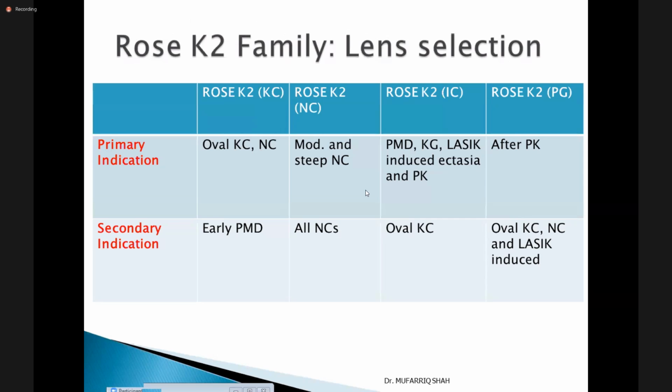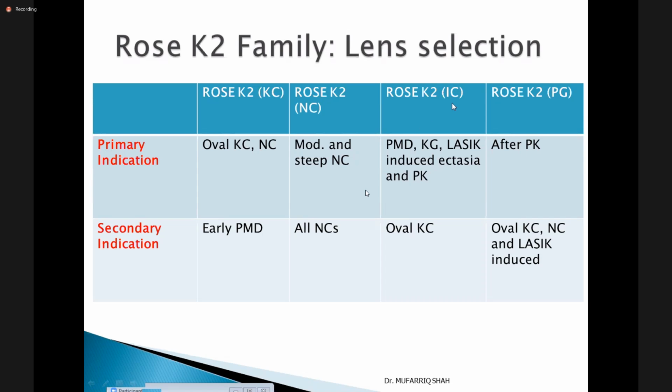So now coming to the Rose K family lenses selection. To start, the primary indication, as I already told you, we will discuss these four types of lenses: Rose K2 for keratoconus, Rose K2 NC, that is nipple cone, Rose K2 IC, and Rose K2 PG lenses. The primary indication for the Rose K2 lenses is oval keratoconus or nipple cone, and for Rose K2 NC, moderate and steep nipple cone.